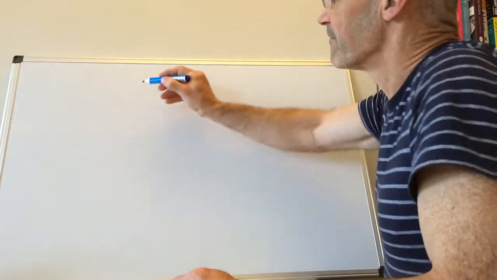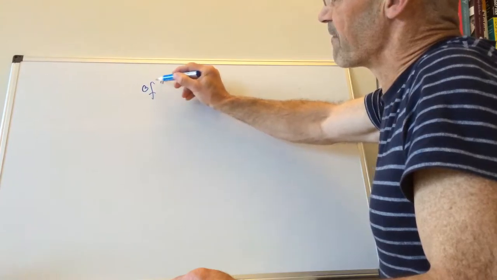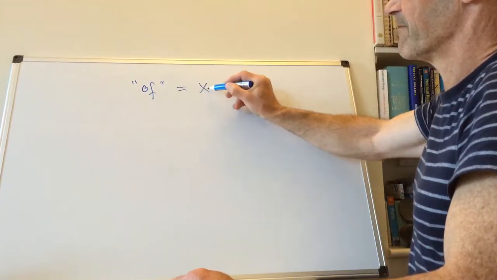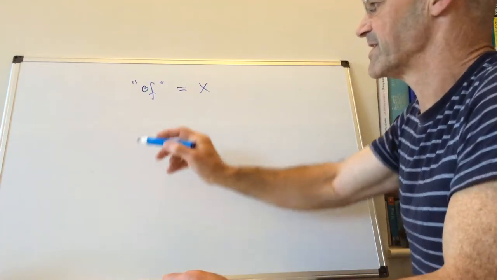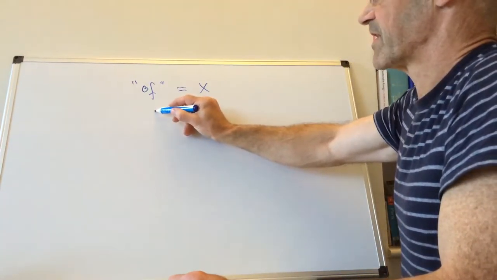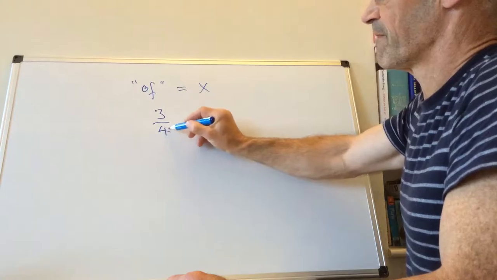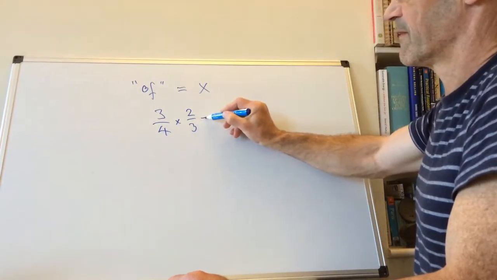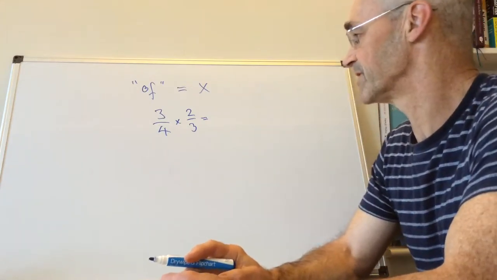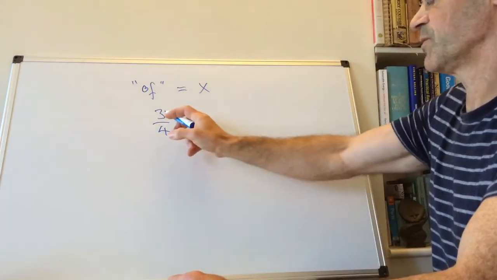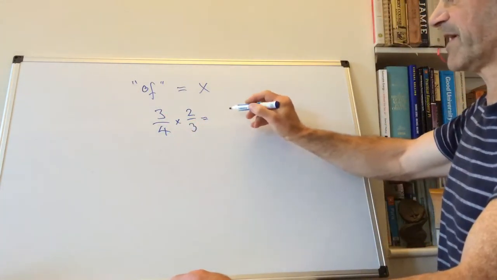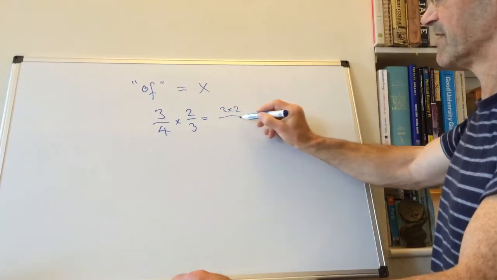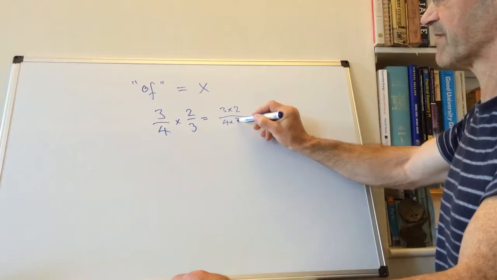of as meaning multiply. Okay, so the question becomes, what's 3/4 times 2/3? And that, well, the way we multiply fractions is we multiply the numerators and we multiply the denominators. So that's 3 times 2 divided by 4 times 3.